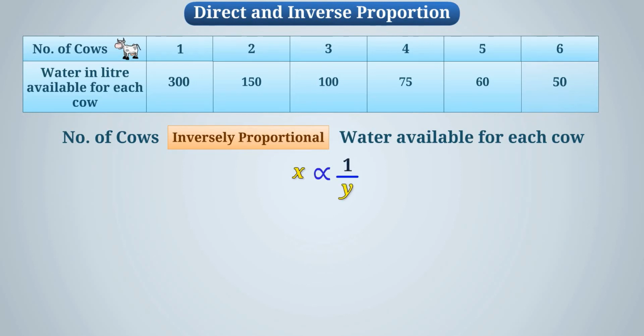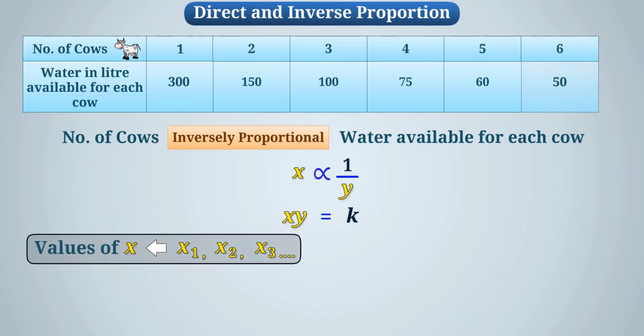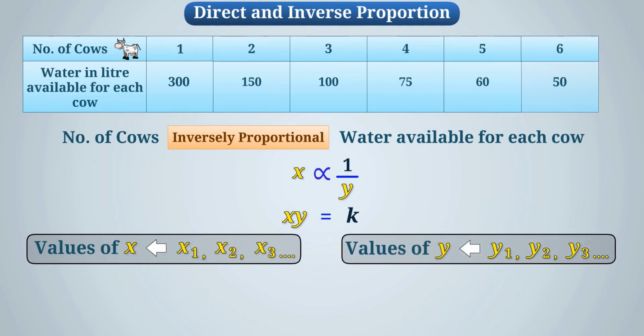In such a case, there is always a constant number K such that XY is equal to K. If X1, X2, X3, etc. are values of X and Y1, Y2, Y3, etc. are values of Y corresponding to values of X, then we can write X1 Y1 is equal to X2 Y2 is equal to X3 Y3 and so on, which is equal to K.